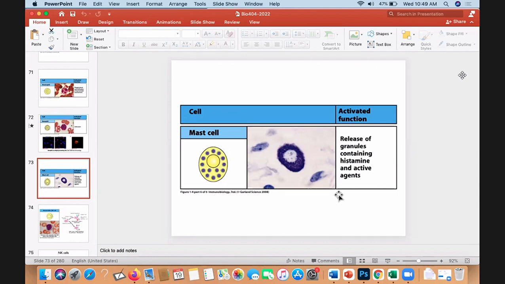Excuse me, sir. Is there any particular reason why we can see such a diverse morphology in terms of the nucleus of these cells?